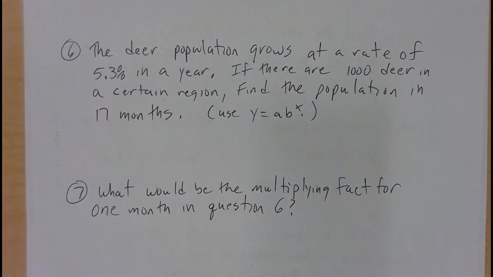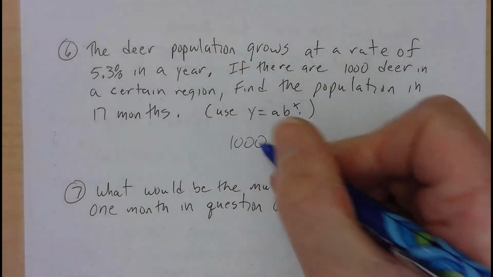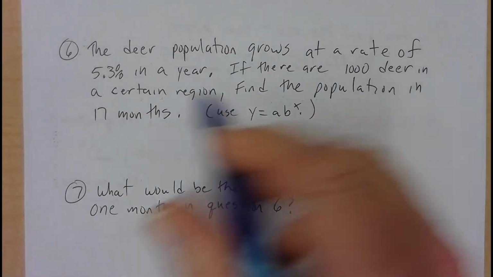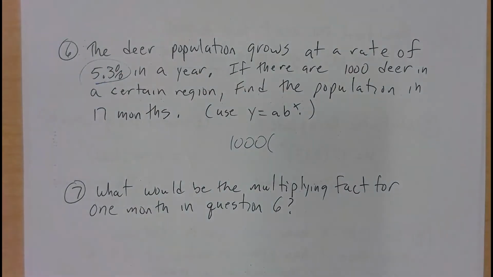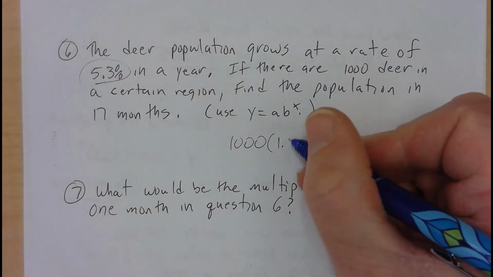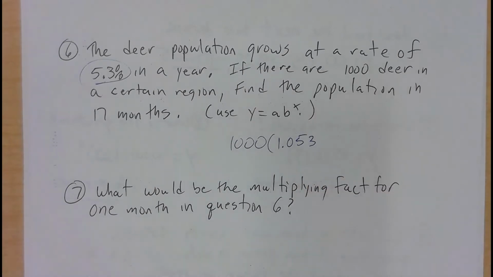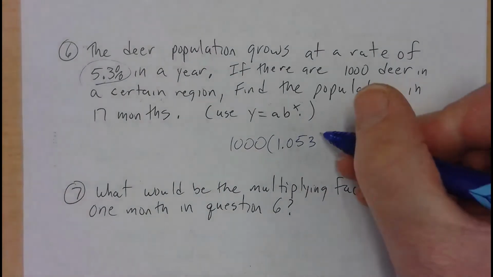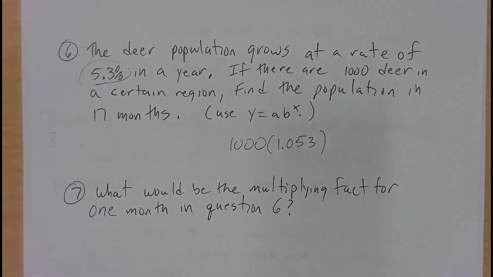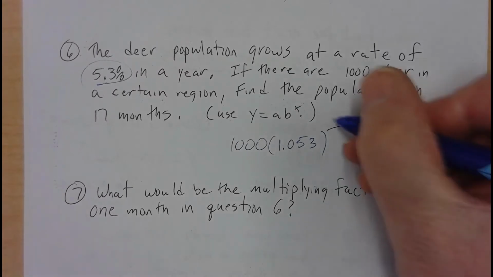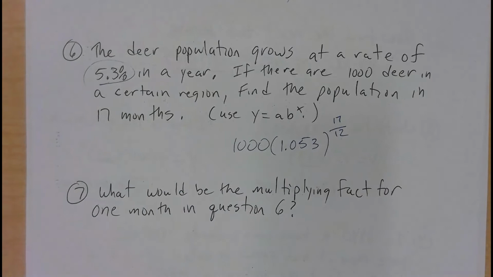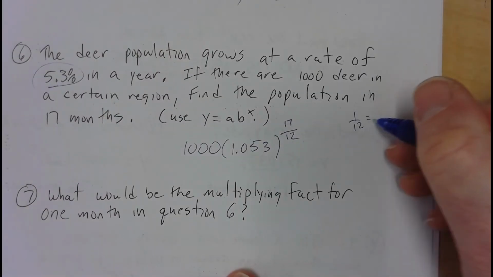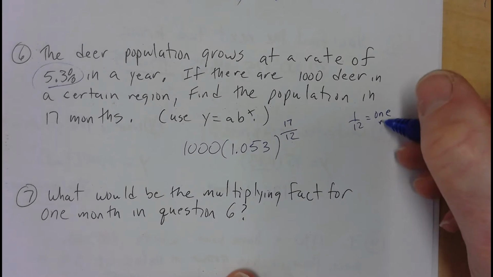Now we have deer population. Their population is going up 5.3% a year, and there's 1,000 deer. It's going up 5.3%. So I put that in there because sometimes people think that's 53 or something. No, it's $1, and then I add 5 pennies and then 3/10 of a penny. So it's 1.053. And we're going to do that for 17 months. So an entire year would be 1 unit of time, but 17 months would be 17/12. So like 1/12 would be 1 month, right? So that's how you have to think about this.